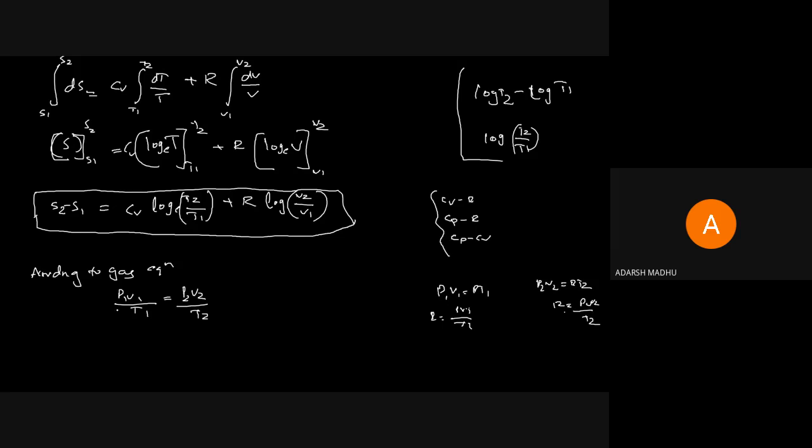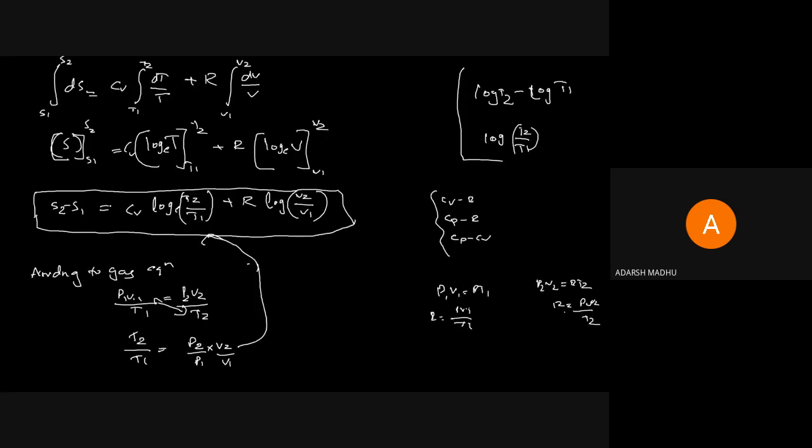From here we can write T2 by T1. T2 goes here and P1 V1 goes here, so T2 by T1 equal to P2 by P1 into V2 by V1. Then we substitute that T2 by T1 value into the entropy equation. That is the one equation I will consider.